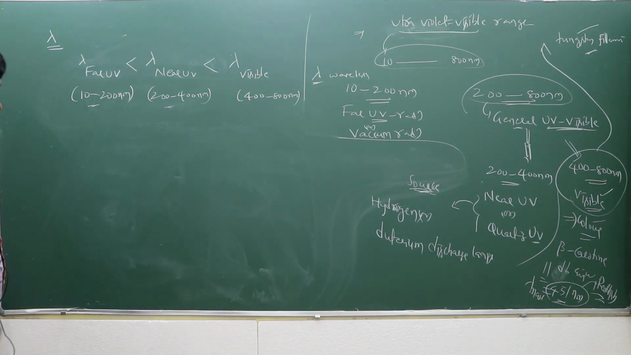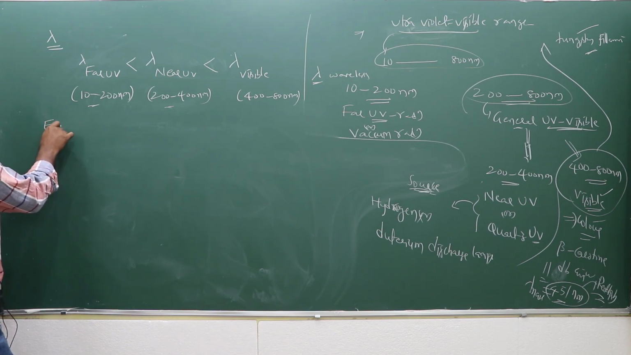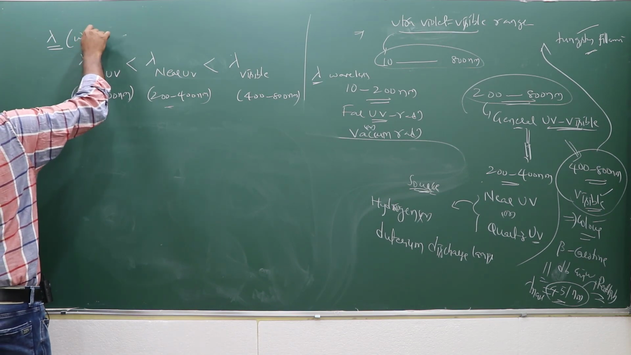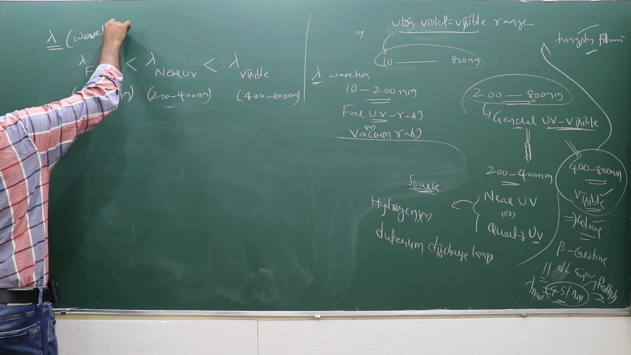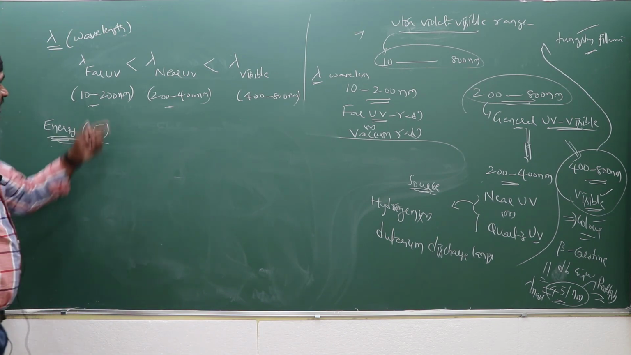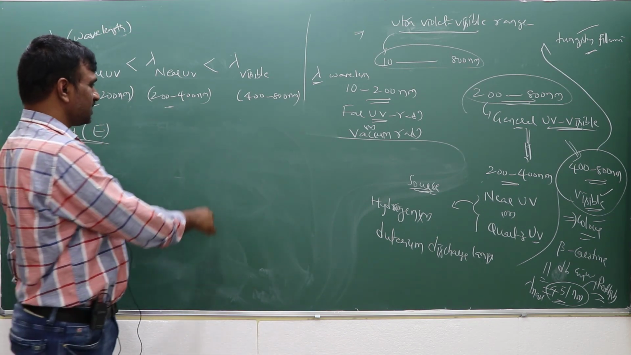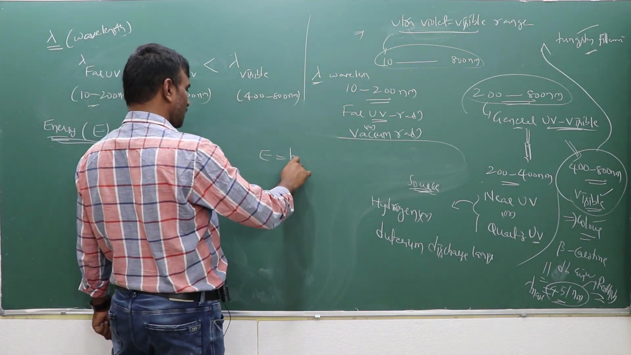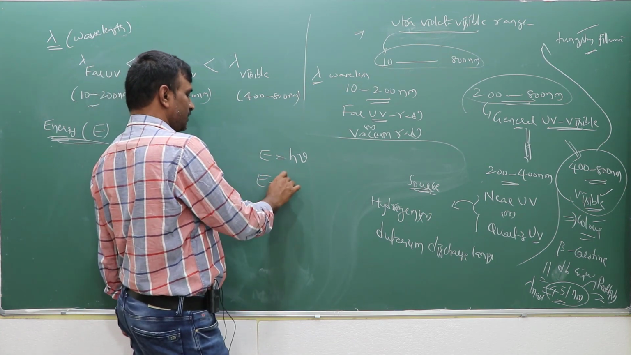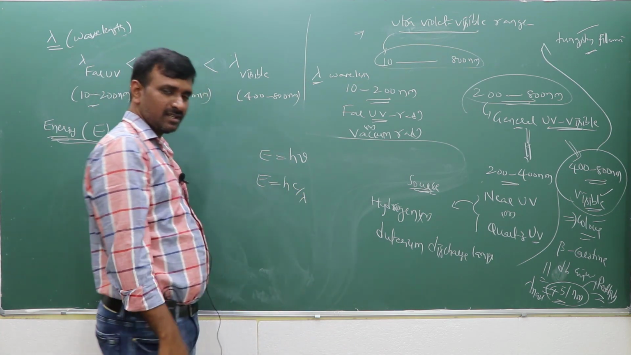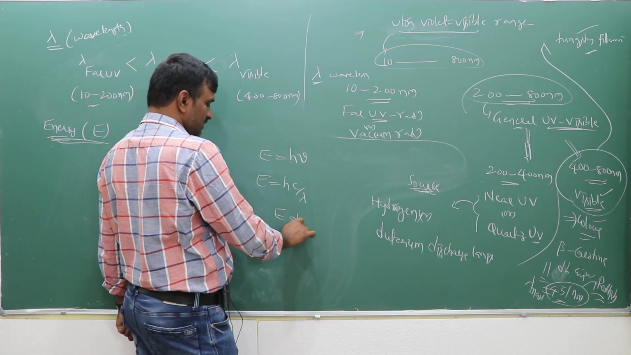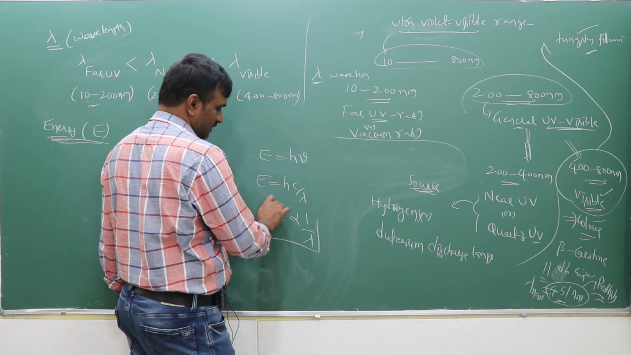Now what is the energy order? This is wavelength, lambda is the wavelength, and energy is E. Which relationship is there between energy and wavelength? I already mentioned it in the previous classes. From the quantum mechanics point of view, E is equal to h nu, and you know that nu is equal to c by lambda. Then E is equal to hc by lambda. Energy and wavelength have an inversely proportional relationship.